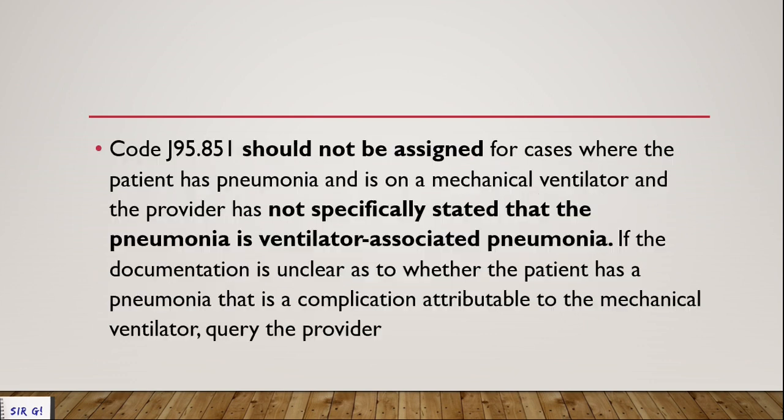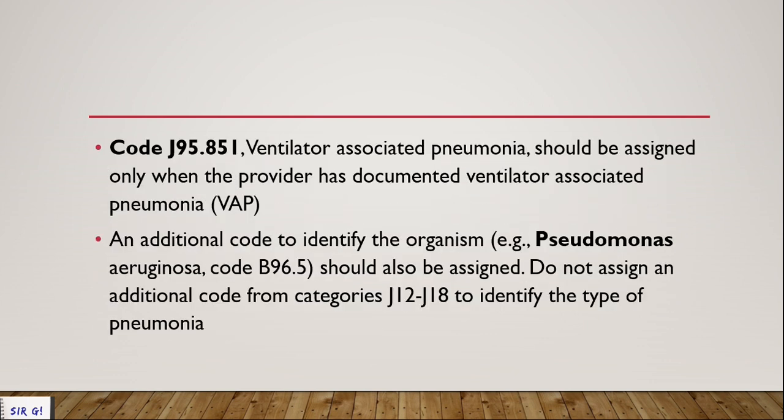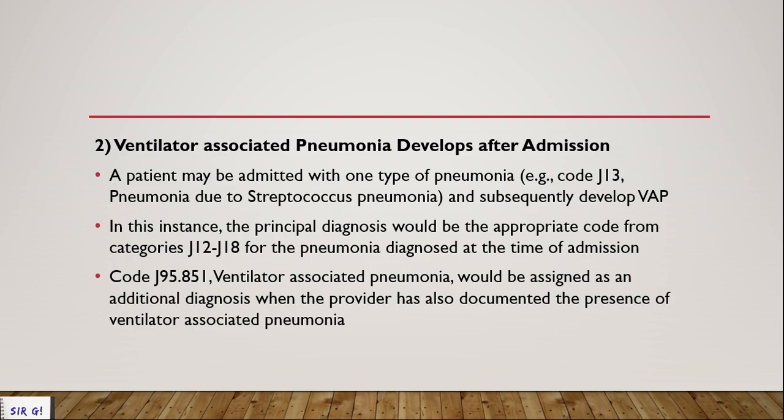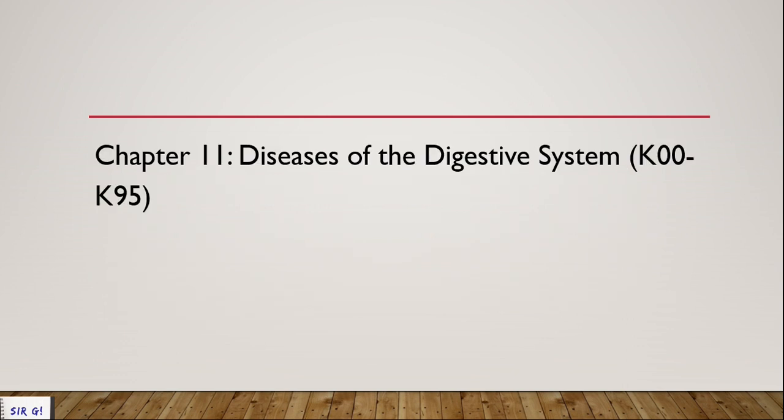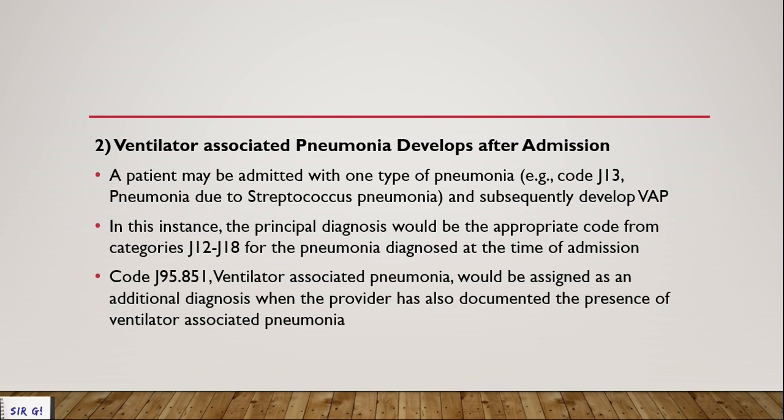So in the guideline here, you cannot code J12 if the condition is only ventilator-associated pneumonia. But here, the patient is admitted with a different type of pneumonia, and then the patient suddenly develops VAP. So we can use them both because there are two types of pneumonia in the encounter. Okay, next, we're done with chapter 10.